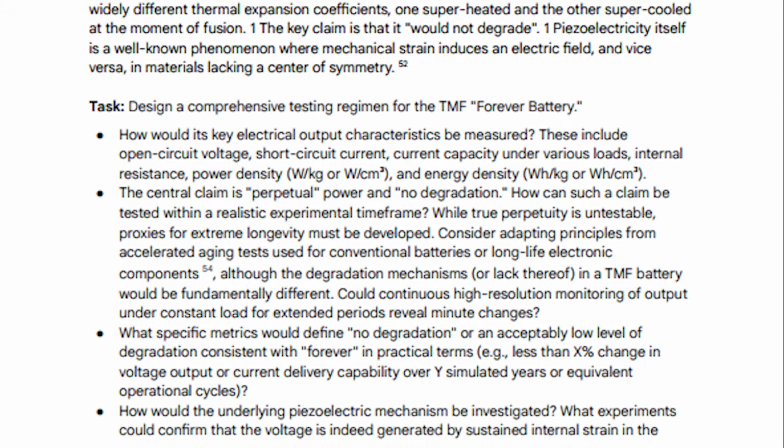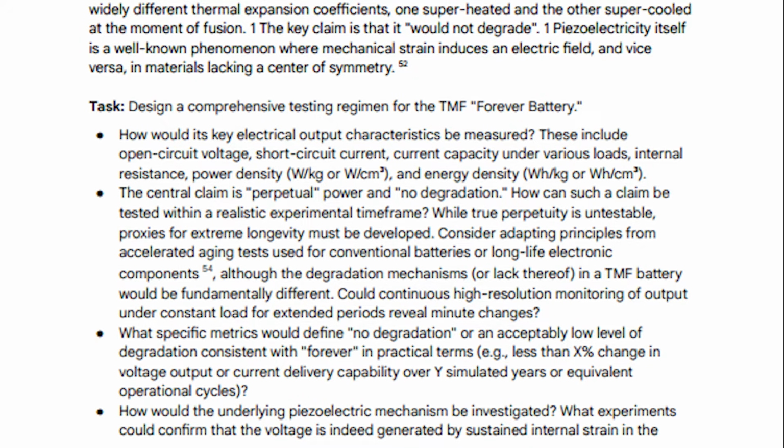Piezoelectricity itself is a well-known phenomenon where mechanical strain induces an electric field, and vice versa, in materials lacking a center of symmetry. Task: design a comprehensive testing regime for the TMF Forever battery. How would its key electrical output characteristics be measured? These include open circuit voltage, short circuit current, current capacity under various loads, internal resistance, power density, and energy density.